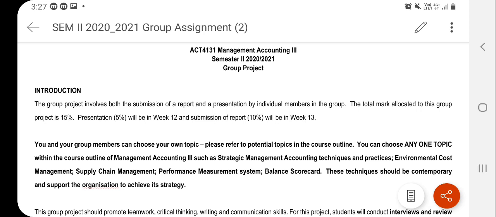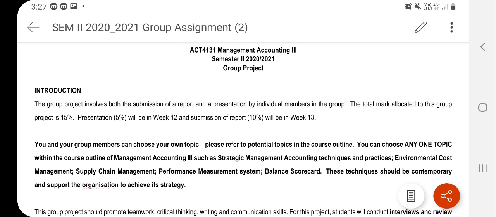So remember, for this group assignment, the mark is 15%: 5% for presentation and 10% for writing the report. You have to do the presentation in week 12 and you have to submit the written report in week 13.